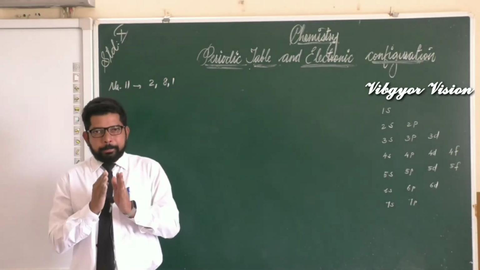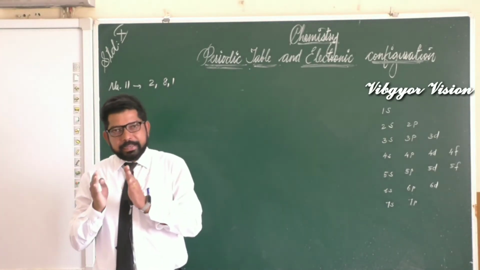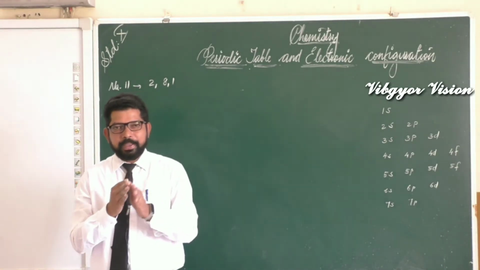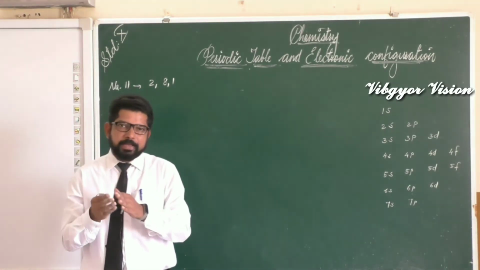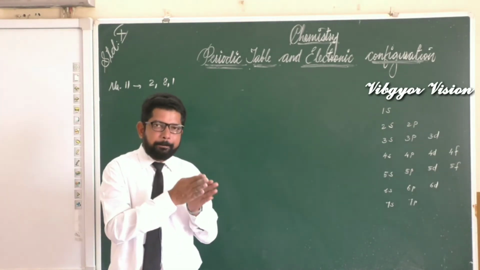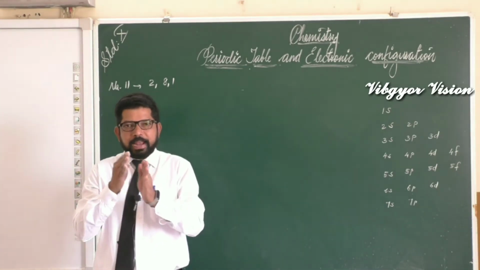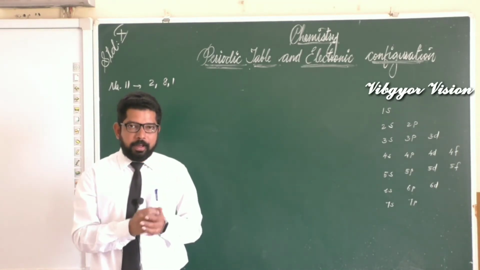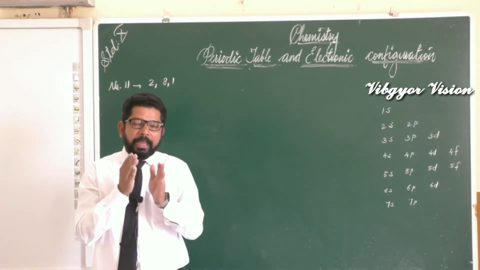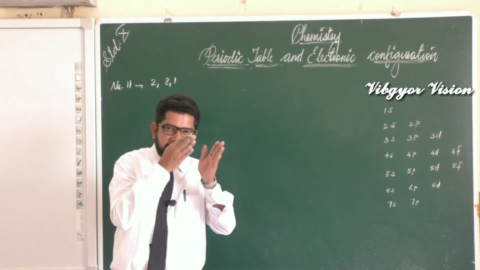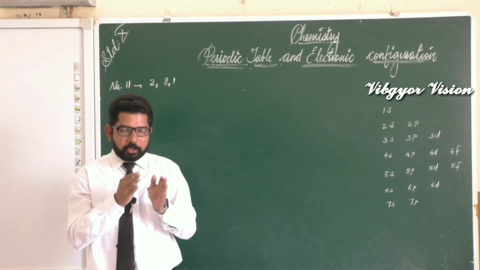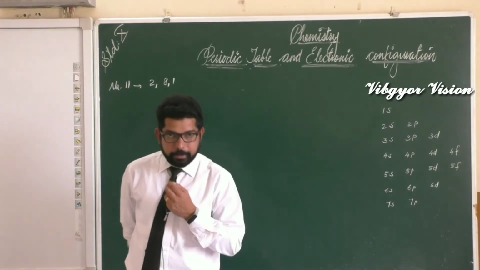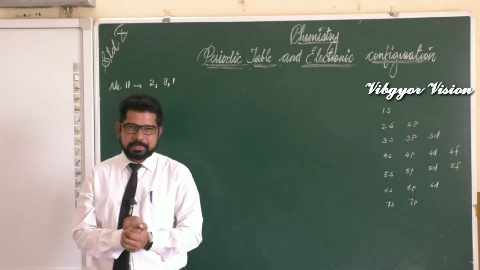We have said that the basis of the periodic table is electronic configuration, that is the structure of the atom, or we can state the periodic law as: the properties of elements are the periodic functions of their atomic number. What is the reason for this periodic function? The reason for the periodic function is its atomic structure. Atomic structure is related to electronic configuration. Now let's see how they are related.